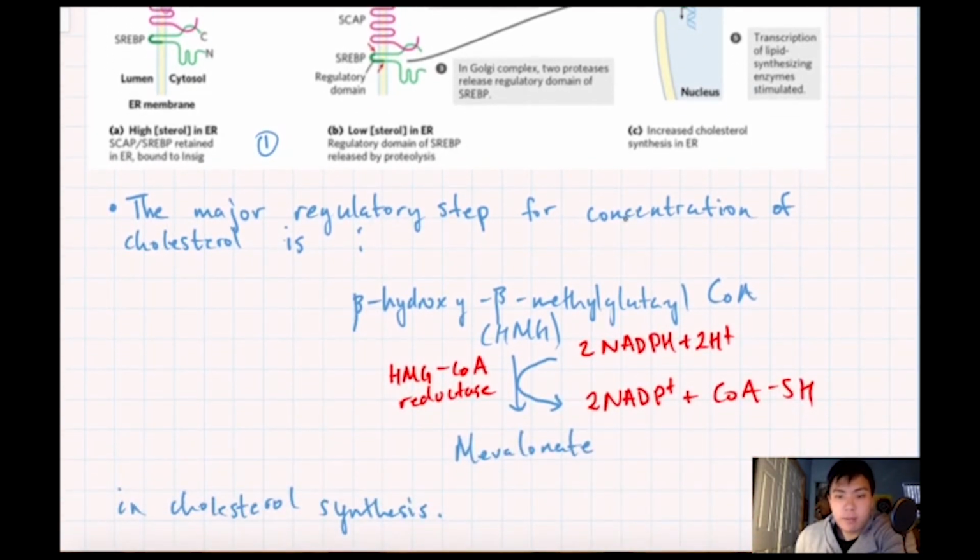So the major regulatory step for concentration of cholesterol is this step right here, beta-hydroxy beta-methylglutaryl-CoA, remember HMG, and it's going to turn to mevalonate. If you don't remember what this is, it's basically one of the initial steps in cholesterol synthesis, which I talked about in my last video, and the enzyme responsible for this is HMG-CoA reductase. So essentially, the concentration of this enzyme, or the inhibition of it, or activation of it, is going to largely determine the level of cholesterol circulating in our body.